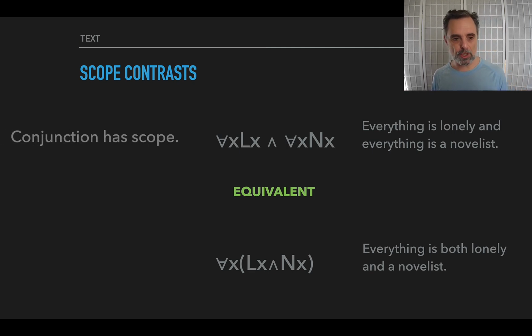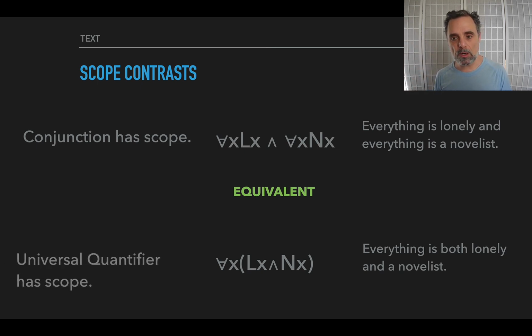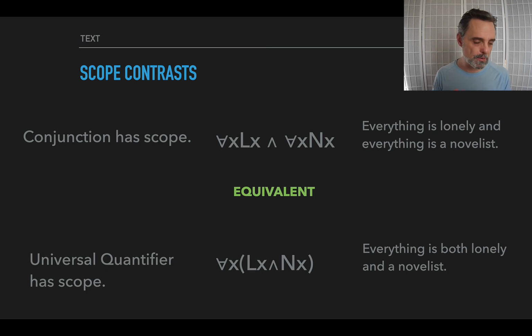In the first one, the conjunction has scope. It's higher in the tree. It's above the two universal quantifiers. In the bottom one, the universal quantifier has scope. It's above the conjunction. And so they get different symbolizations. The first one has two everythings, whereas the second one only has one. So same number of quantifiers in logic as number of quantifiers in English. But these two also say the same thing.